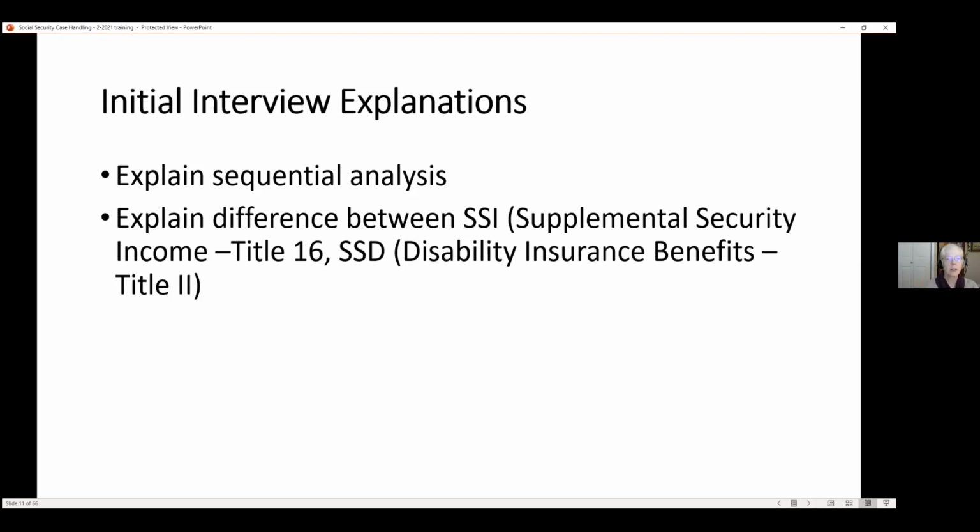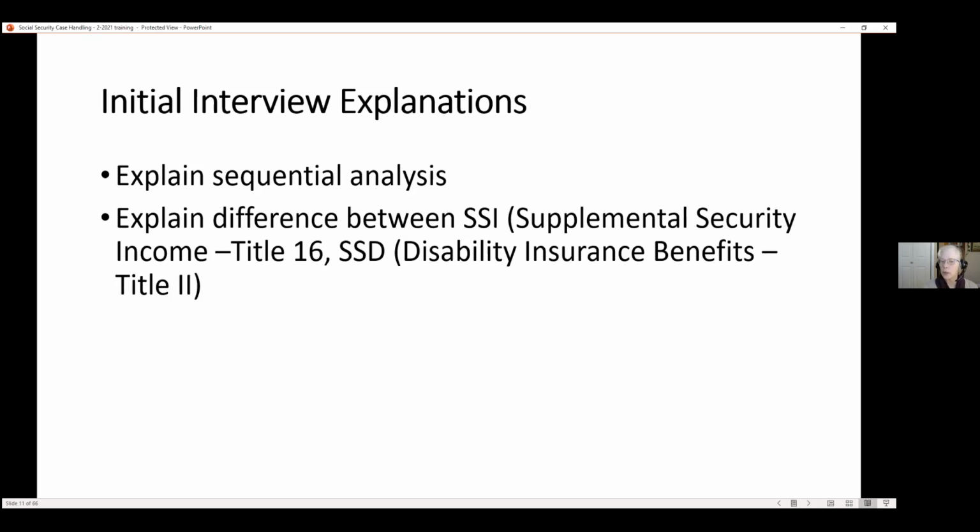Anyway, I have a slide that talks about it, so we'll get to that, but you ought to explain that. Also explain the difference between SSI and disability insurance benefits. Title II, SSI is something you can get if you're aged, blind, or disabled, whether you've ever worked a day in your life. Disability insurance is based on your earnings record, and you have to have the required number of quarters in order to get disability insurance benefits.